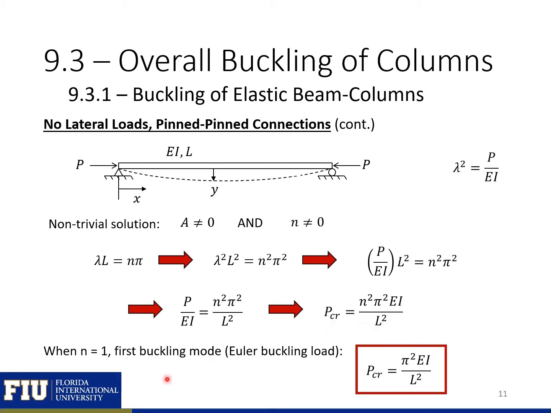The first mode, or n equals 1, the first buckling mode, will give us our lowest buckling load, or our most critical buckling load. So then we'll just have P critical equals pi squared times EI over L squared. And this is our Euler buckling load, which again we derived with a simply supported column with only axial loads and no transverse loads.